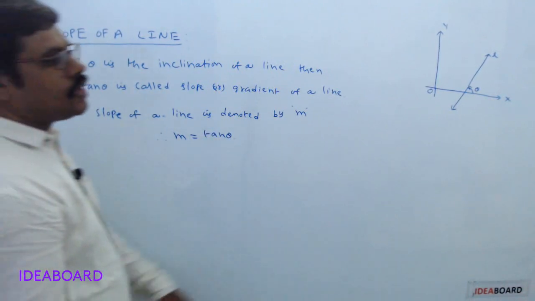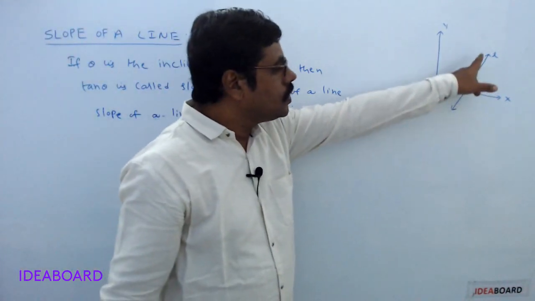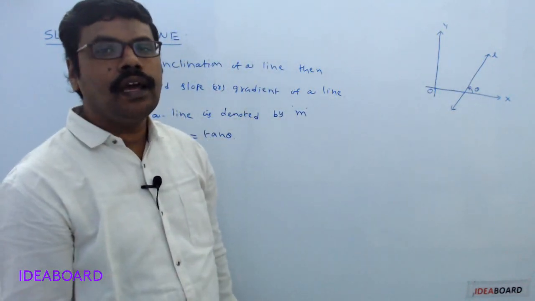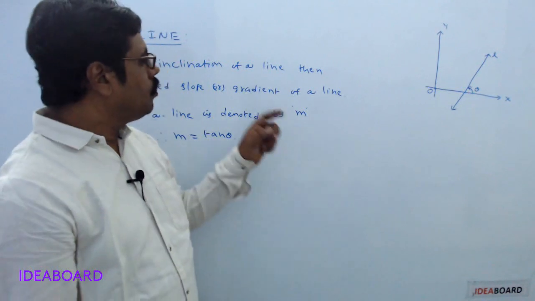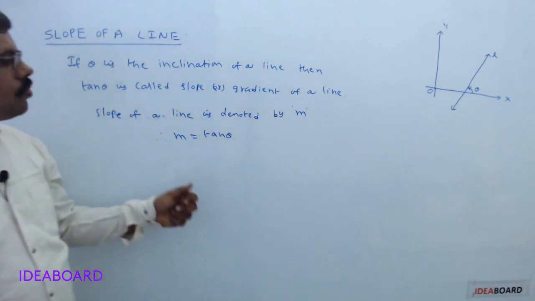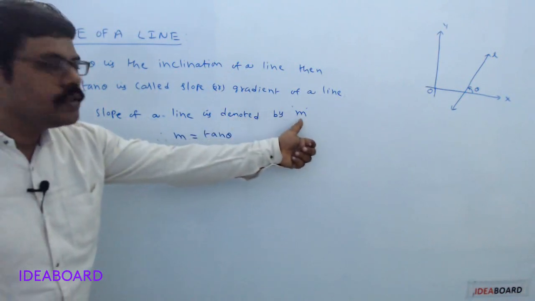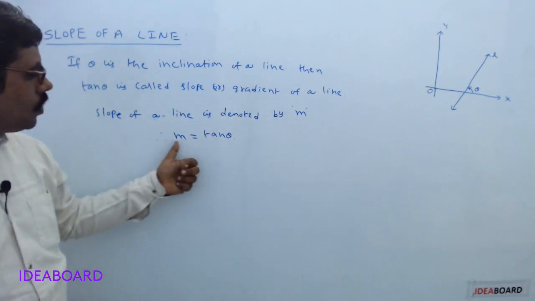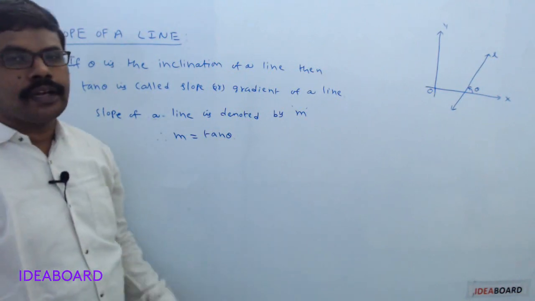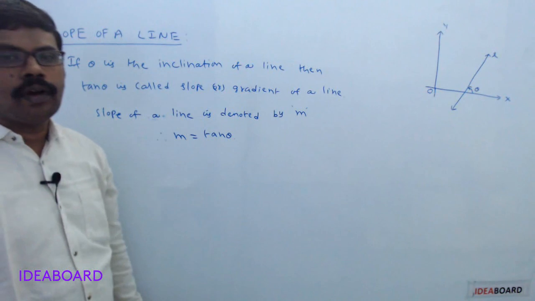So, what is the definition? If theta is the inclination of a line, then the value tan theta is called slope of a line, which is same as gradient of a line. Slope of a line is denoted with a letter small m. So, therefore, m equals tan theta. Now, see some important points regarding this slope of a line.